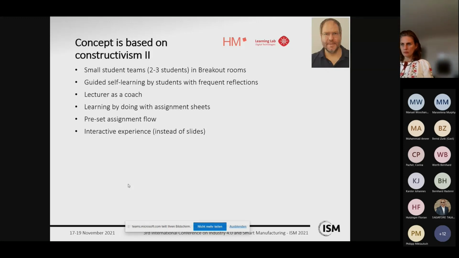And the set of assignments is fixed. Usually they start with fairly easy assignments. The further they get, the more complex the tasks are, the more complex the assignments are. And they really have to work very, very interactively. They really have to experience the learning part. It's not just slides they're looking at. They really have to do something hands-on. They really have to come up with solutions to the problems they find in those assignments.